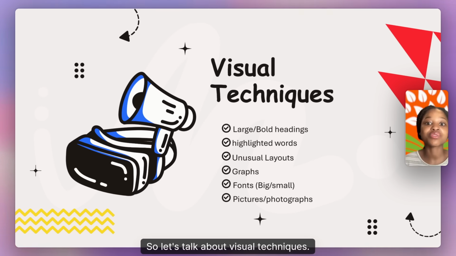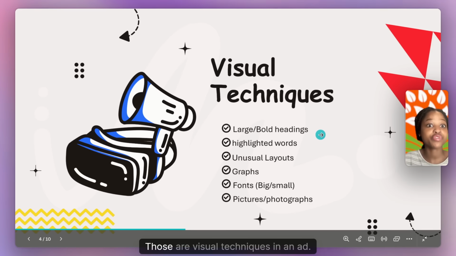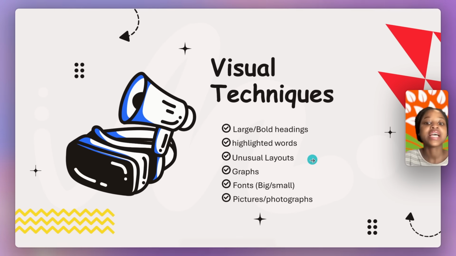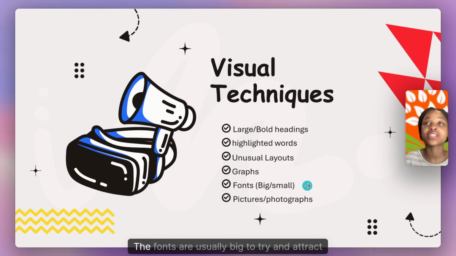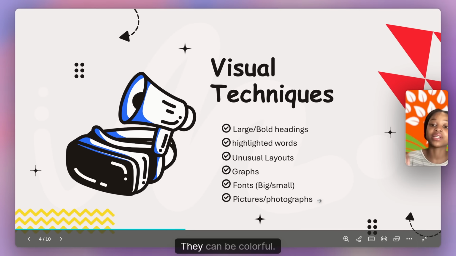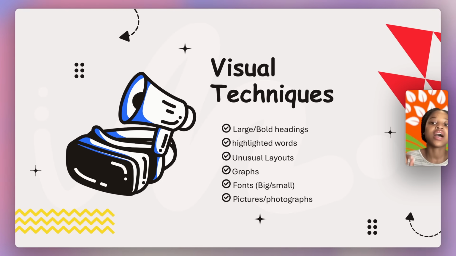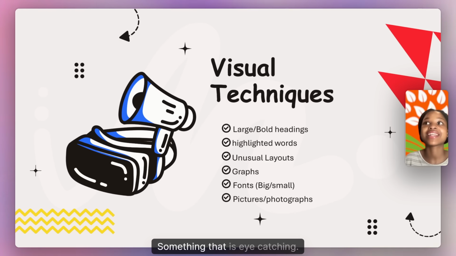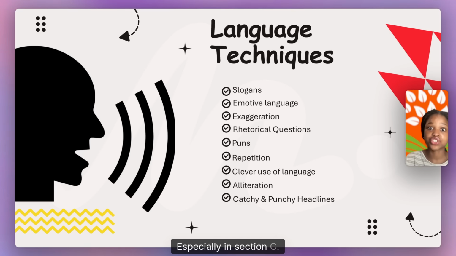So let's talk about visual techniques. These techniques are important because they attract the attention of the reader. So you've got large or bold headings, those are visual techniques in an ad, highlighted words, unusual layouts. Sometimes you have graphs in posters as well. The fonts are usually big to try and attract the reader. Or pictures and photographs. They can be colorful, they can be interesting and unique. Anything that will stop somebody in their tracks, something that is eye catching. Okay, so they use these techniques in advertising, especially in section C.